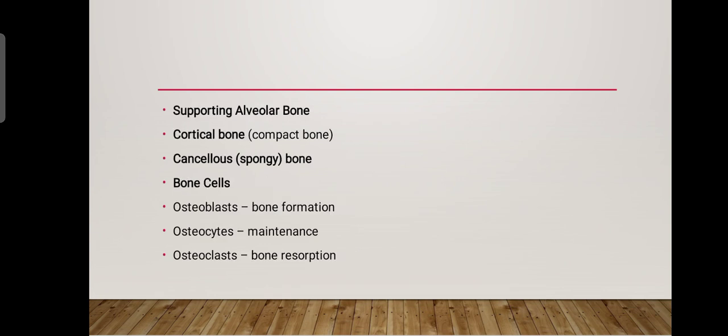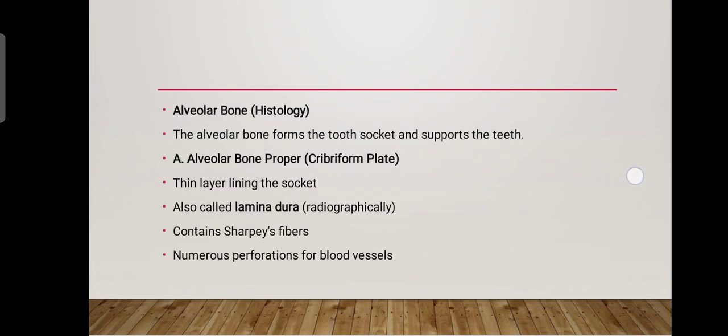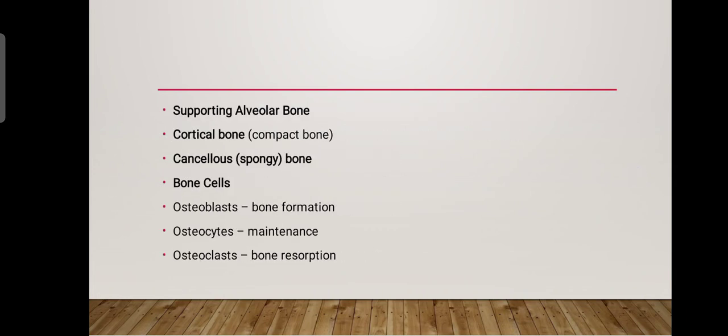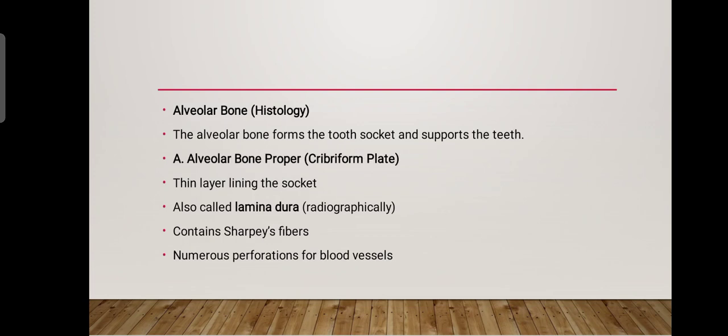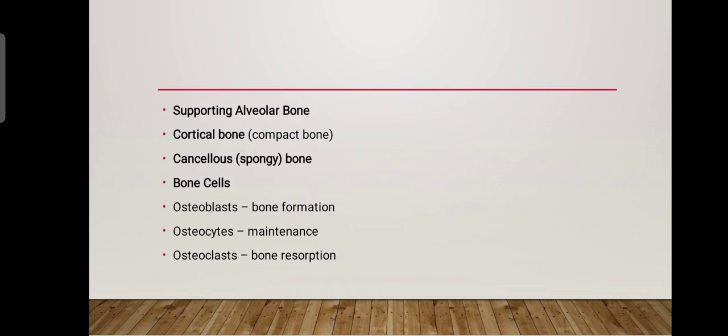Now, in alveolar bone, there is alveolar bone proper and supporting alveolar bone, cortical bone, cancellous bone, and the bone cells we come to. The thin layer lining the socket is alveolar bone proper, cribriform plate, also called lamina dura. Radiographically, it contains Sharpey's fibers, numerous perforations for blood vessels. Then the supporting alveolar bone, then cortical bone, compact bone, then cancellous and spongy bone. The bone cells in the alveolar bone are osteoblasts, which form bone, osteocytes, maintenance, and osteoclasts, resorption of bone.